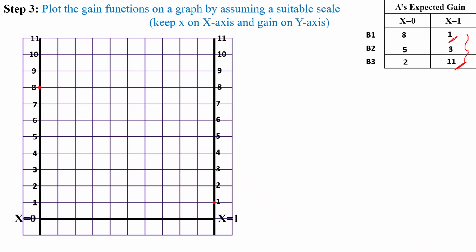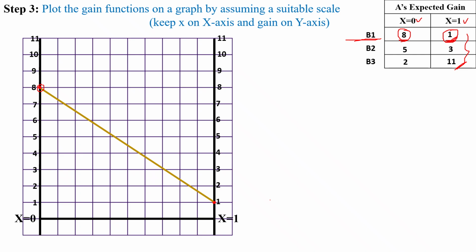Next, we have to locate the expected gain of the B1 strategy. For the B1 strategy, the expected gain values are 8 and 1. So locate the 8 when x equal to 0, and similarly locate the 1 when x equal to 1. So here we are locating the 8 when x equal to 0, and similarly the 1 when x equal to 1. Then we draw a line by joining these 2 points, that is the line for the B1 strategy.